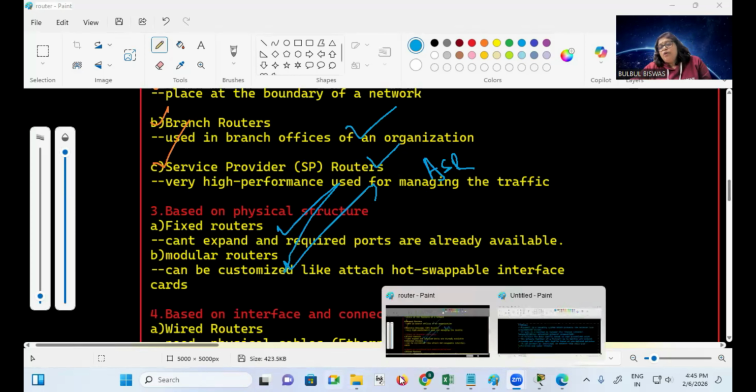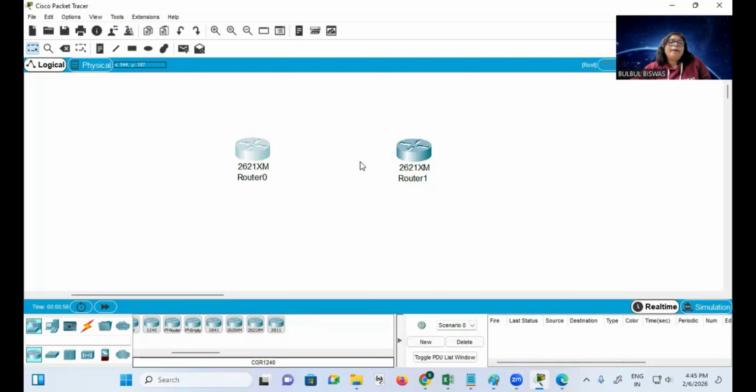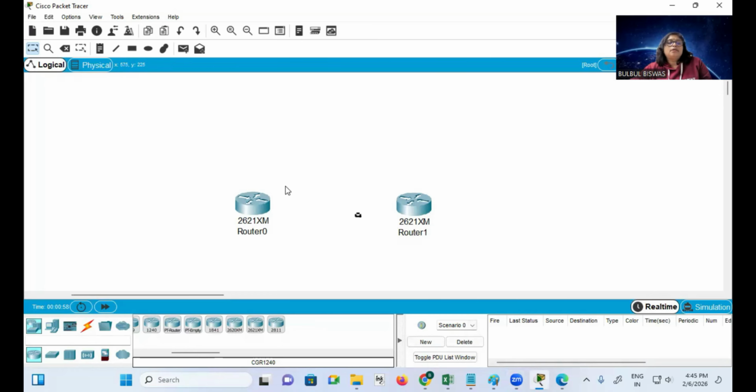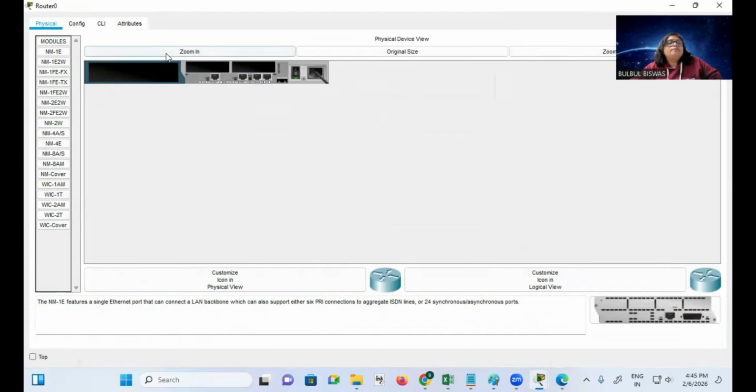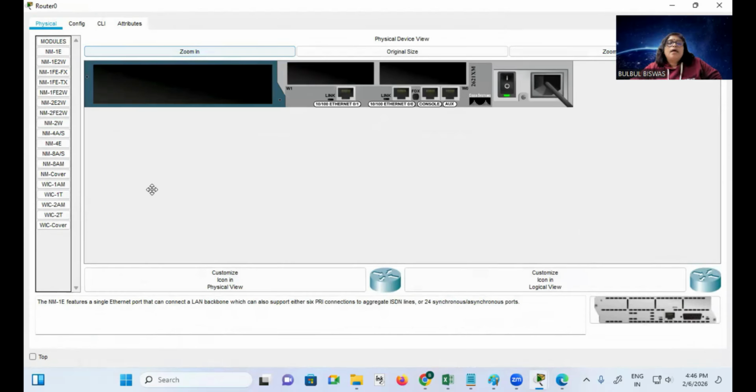So you see, I'm showing you a picture in Packet Tracer. This is my Packet Tracer. I have taken two routers. Now see one thing over here. If I go to this router, you see it, I zoom it. Have you seen over here there are two blank pieces?